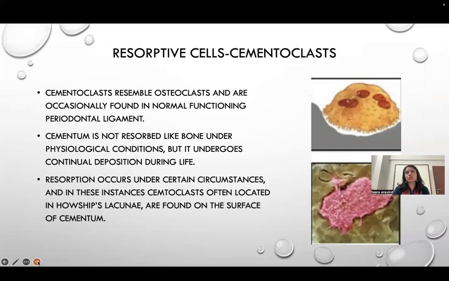Fibroblasts, as I've already mentioned, have a dual function, that is both remodeling, resorption, and secretion. The third one is the cementoclast. Cementoclasts resemble osteoclasts and are occasionally found in normal functioning periodontal ligament. Unlike bone, cementum is not resorbed. Bone is actually remodeling or getting resorbed normally, that is a physiological condition. But cementum doesn't resorb like that. It undergoes only continual deposition during life. Resorption occurs only under certain circumstances in cementum, and in these instances, cementoclasts, often located in Howship's lacunae, are found on the surface of cementum.